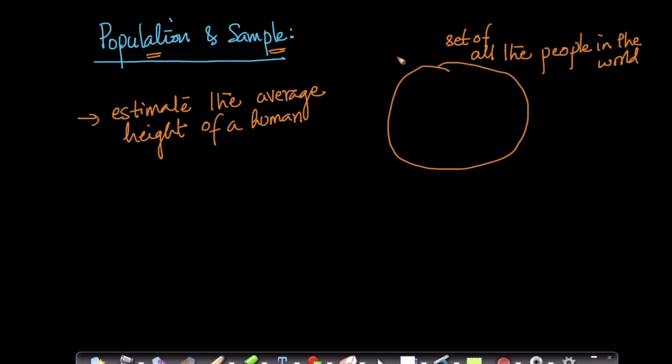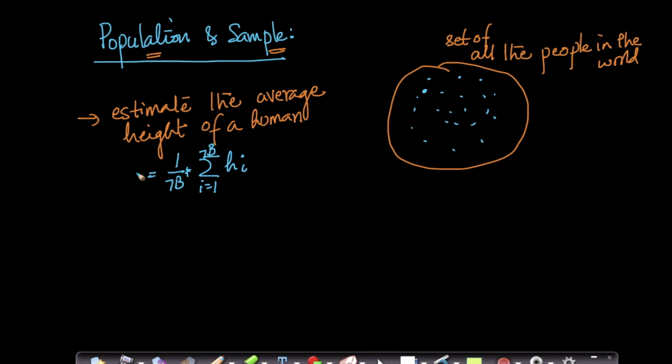Imagine this big circle here is the set of all the people in the world, right? Almost 7 billion plus people today. To actually estimate the average height of the human, you have to take each human being and sum up all the heights of the 7 billion people, right? It is basically the summation of heights of each person i, where i goes from 1 to 7 billion. This is almost impossible, right? You can't measure 7 billion people and take the average.